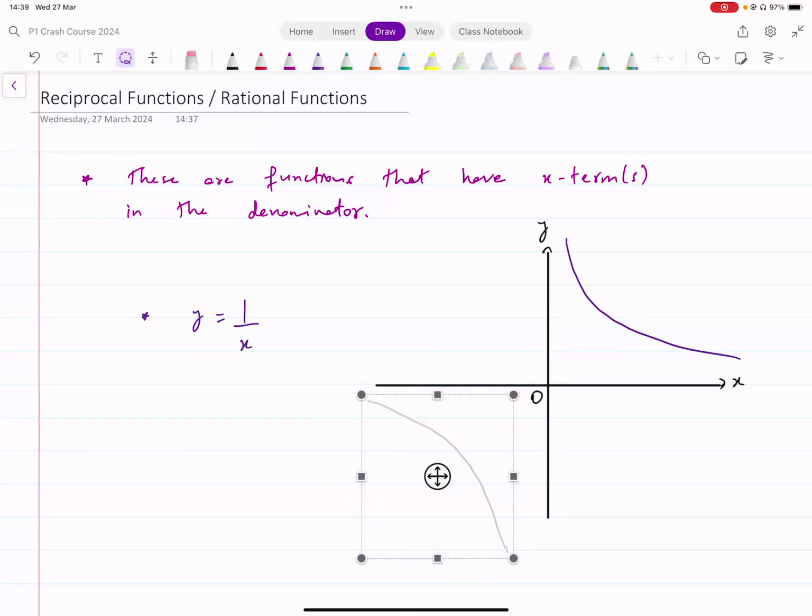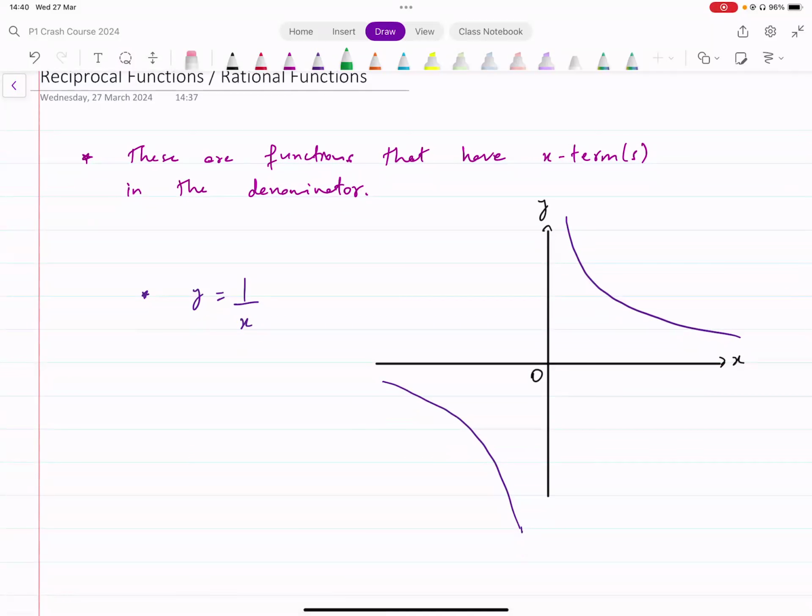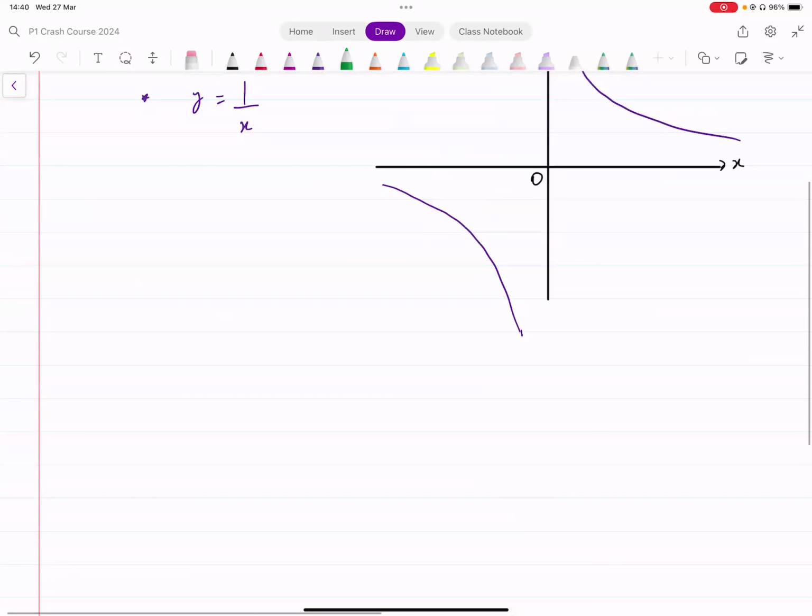So generally, whenever you have x in the denominator, you would have a graph that looks something like this. Okay, you would have x terms in the denominator, and the graph will be broken. Why? Because if x is in the denominator, there is a possibility that you could have 0 in the denominator. And if you have 0 in the denominator, the function would be undefined at that point. Okay? So the graph is broken like this. Now, this is what reciprocal functions are. All right. Now, we want to be able to find range of such functions.